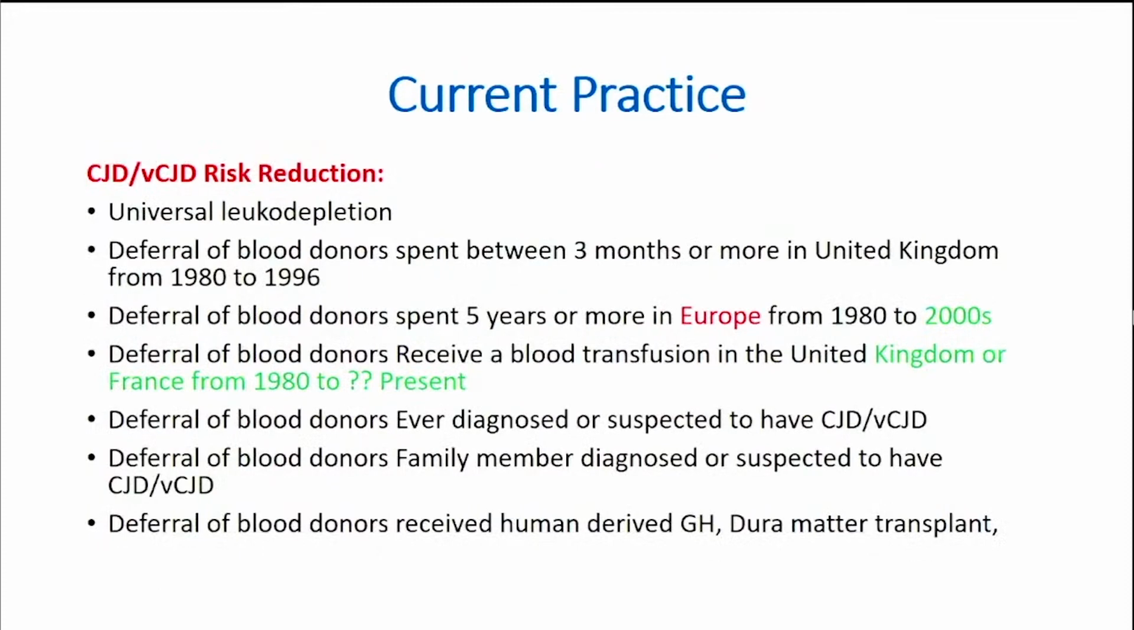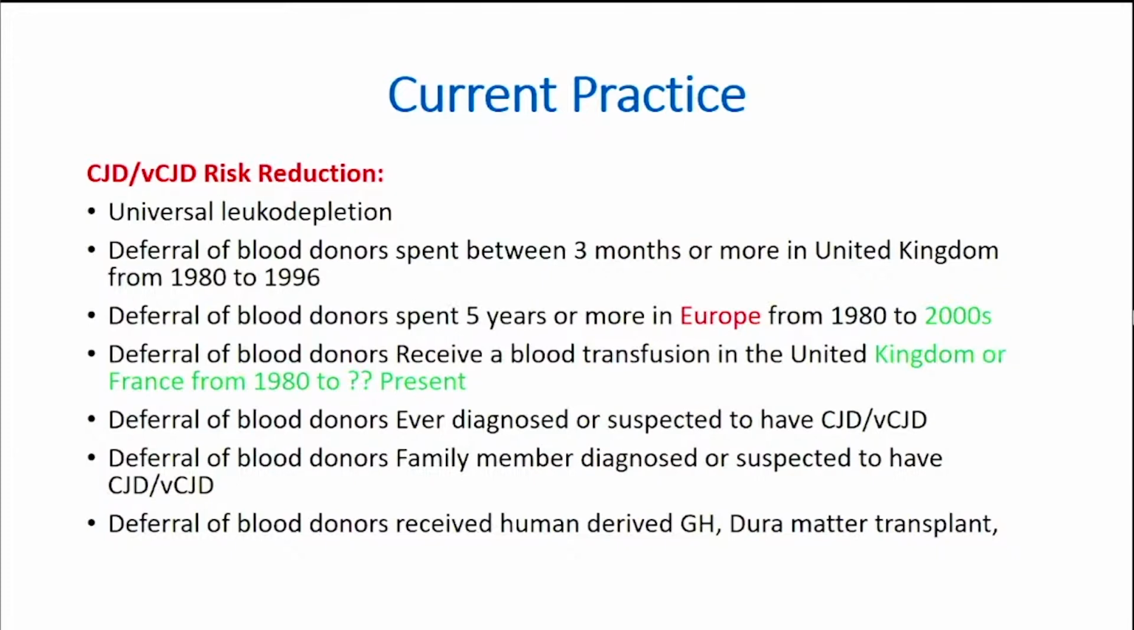For vCJD, we have universal leukodepletion, and then we still defer, or most hospitals defer, donors who have spent 3 months in the United Kingdom in the risk period, or those who spent 5 years or more in Europe during the 1980s to 2000s, or donors who received blood in these countries at any time.